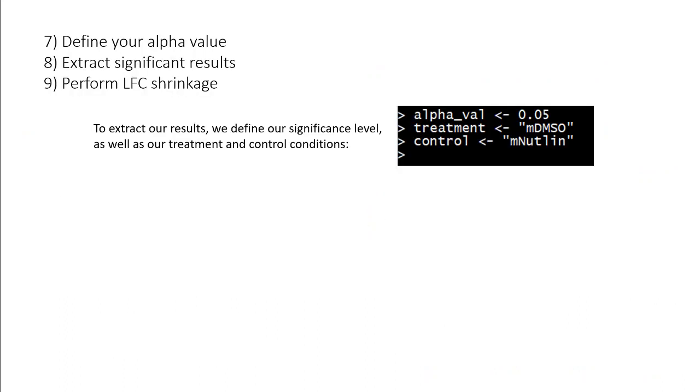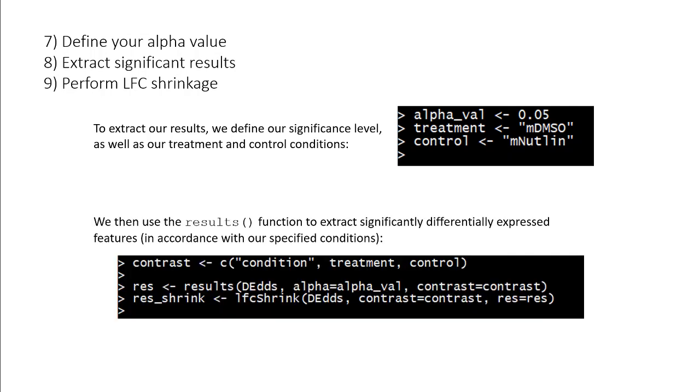Now to define our significance threshold and extract significant results. Here we set our significance level to 0.05 and defined the two conditions we want to compare, which have been assigned to variables treatment and control. We then use the results routine to extract from our dedds object significant genes for the specified comparison at the specified significance level. Finally, we perform log-fold shrinkage on the results. This last step does not change any of the significant results, but instead it helps to reduce the background noise, which will improve visualization of the data.